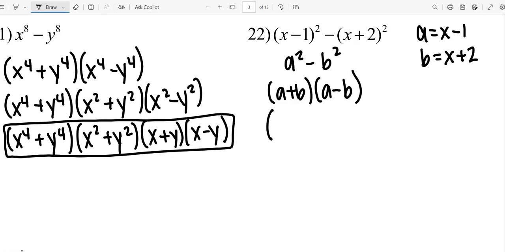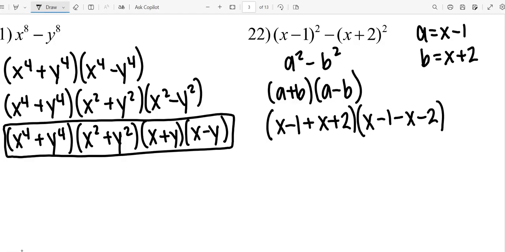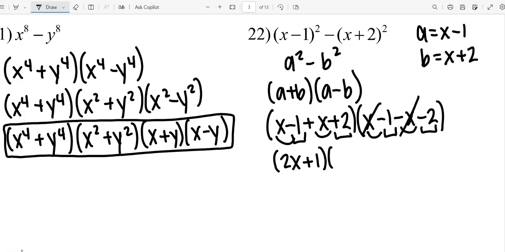When I plug it back in, A was X minus 1. B is plus X plus 2. A is X minus 1 minus B is X, and you're also minusing a 2 there because you're subtracting all of B, so it should be minus X and minus 2. In your first set of parentheses, X plus X is 2X, negative 1 plus 2 is plus 1. In your second set, X minus X is going to make 0. And then negative 1 minus 2 is negative 3. So this should have been negative 3 times 2x plus 1.